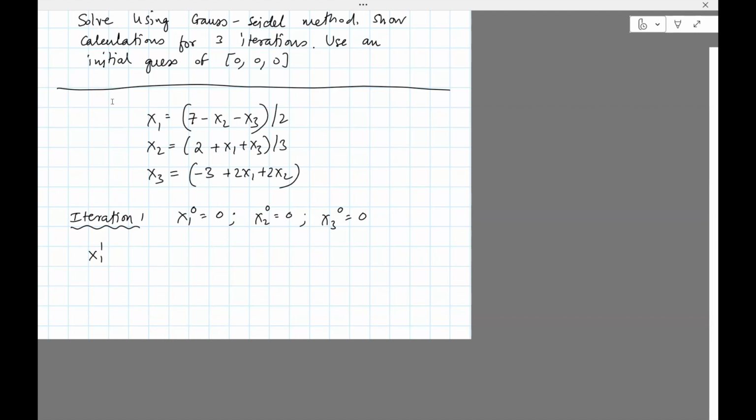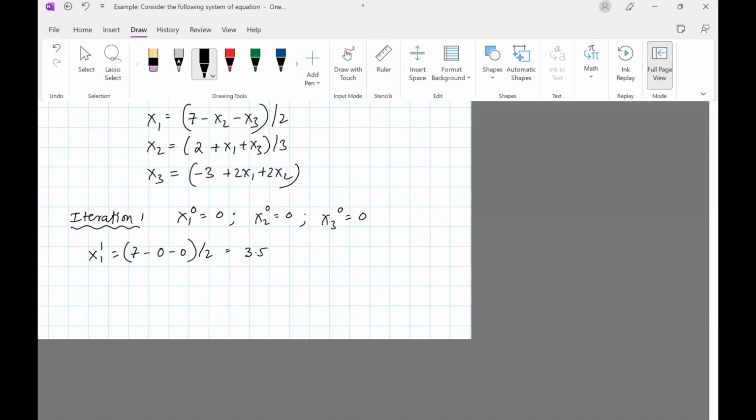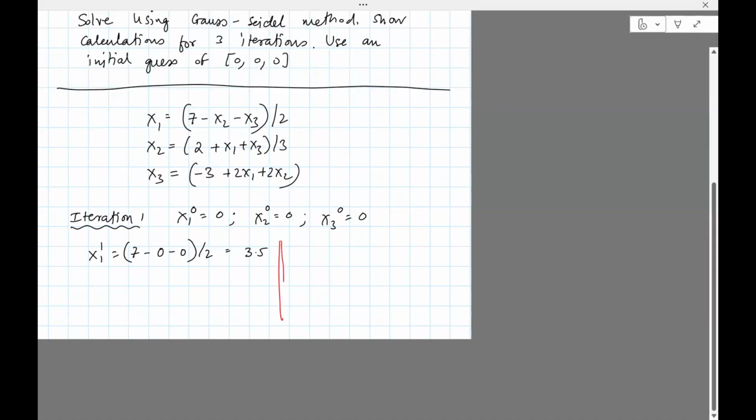Okay, so x1 iteration 1, use the first equation, 7 minus 0 minus 0 divided by 2, which is 3.5. Okay, now the thing with this is that now you need to update the value in order to proceed. So what I do is, just to make my life easy, I just write it down here. My new x1 is 3.5. My x2 is 0. It's not changed. And x3 is 0.